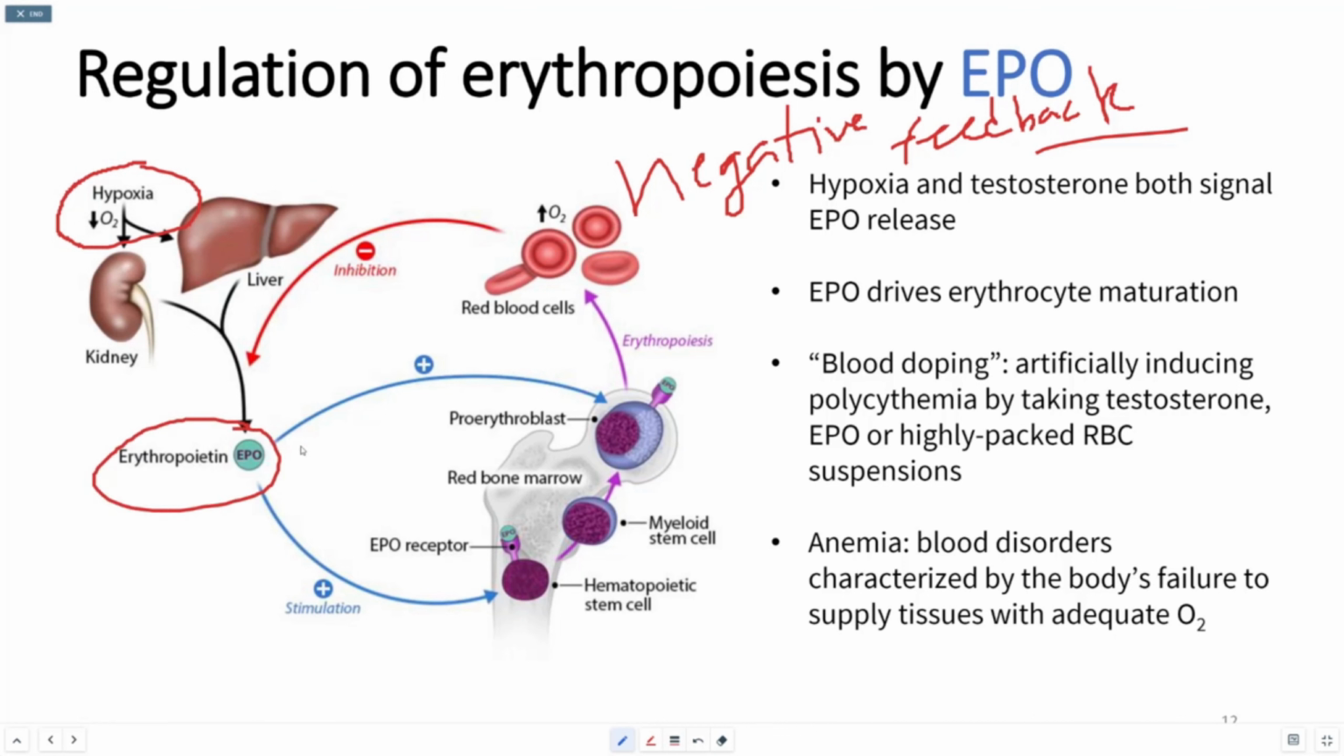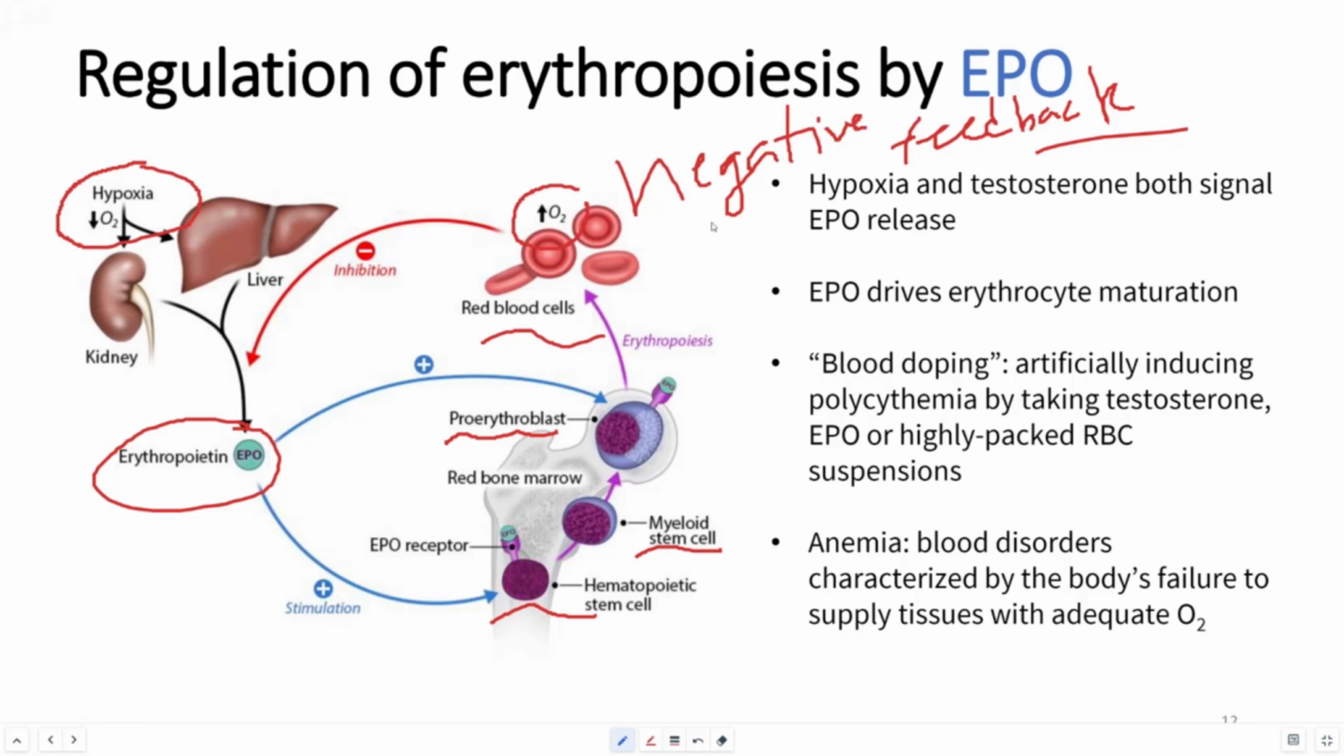It's going to target the bone marrow to begin the process of stimulating the proerythroblast to respond to those CSFs. And then the myeloid stem cells begin to differentiate, and you'll see the EPO receptors on hematopoietic stem cells. That will then eventually lead to the production and maturation of more red blood cells, therefore allowing you to have a higher binding capacity of oxygen.